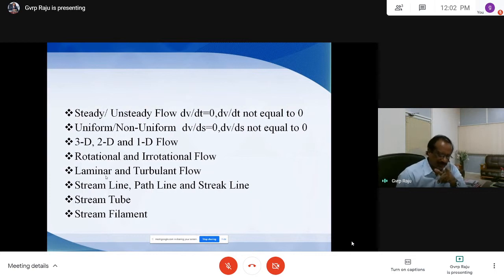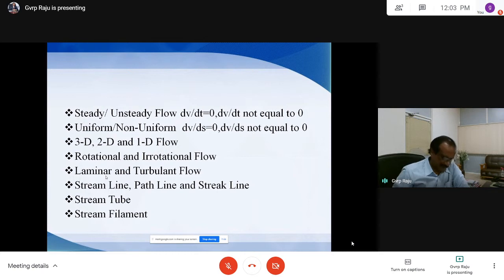So a stream tube is imagined to be formed by a group of streamlines in a small enclosed curve. And you can clearly note that there is no flow across the streamline or stream tube, because if you draw a tangent that gives the direction of velocity, you don't have any normal component in that, so there is no flow across the streamline.